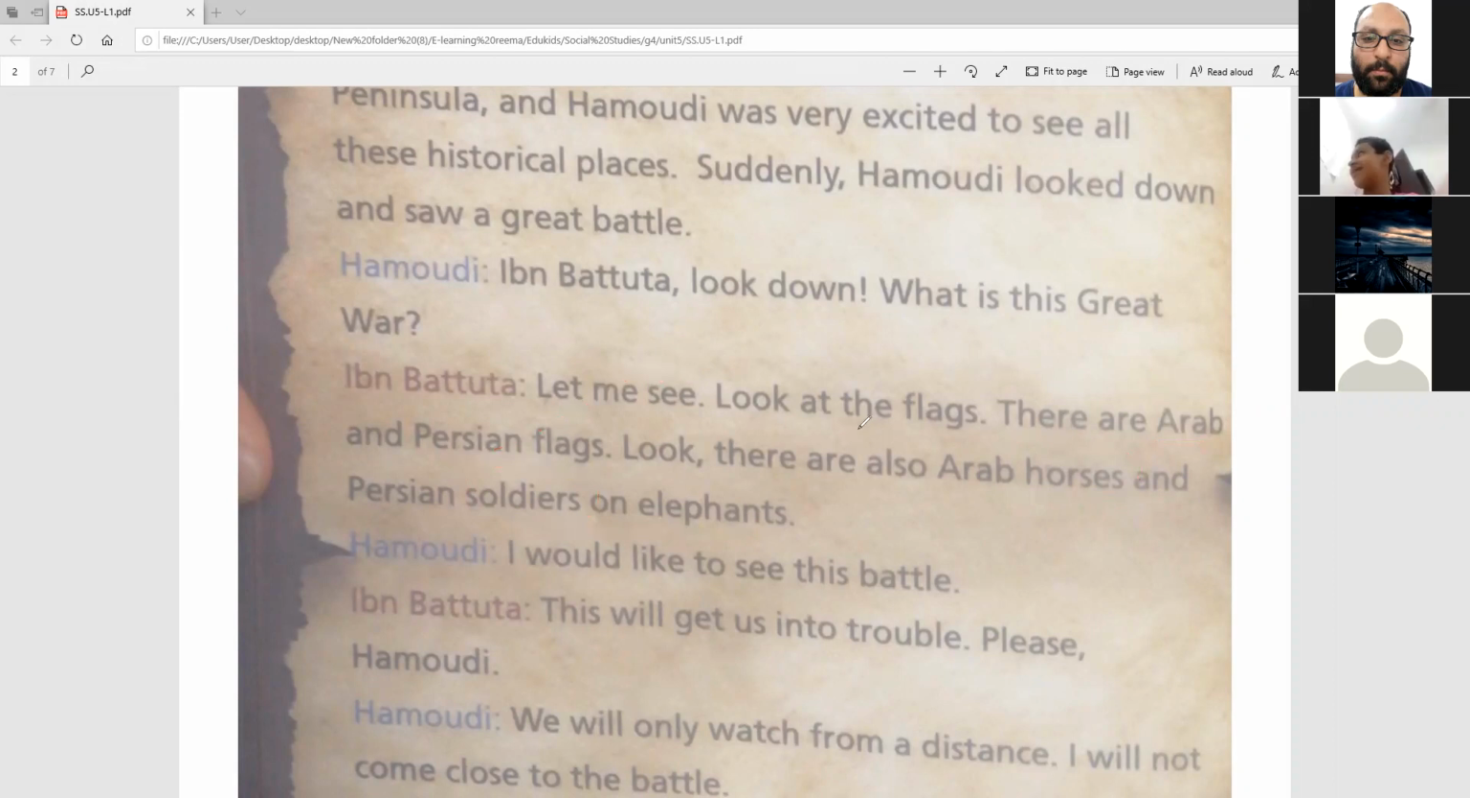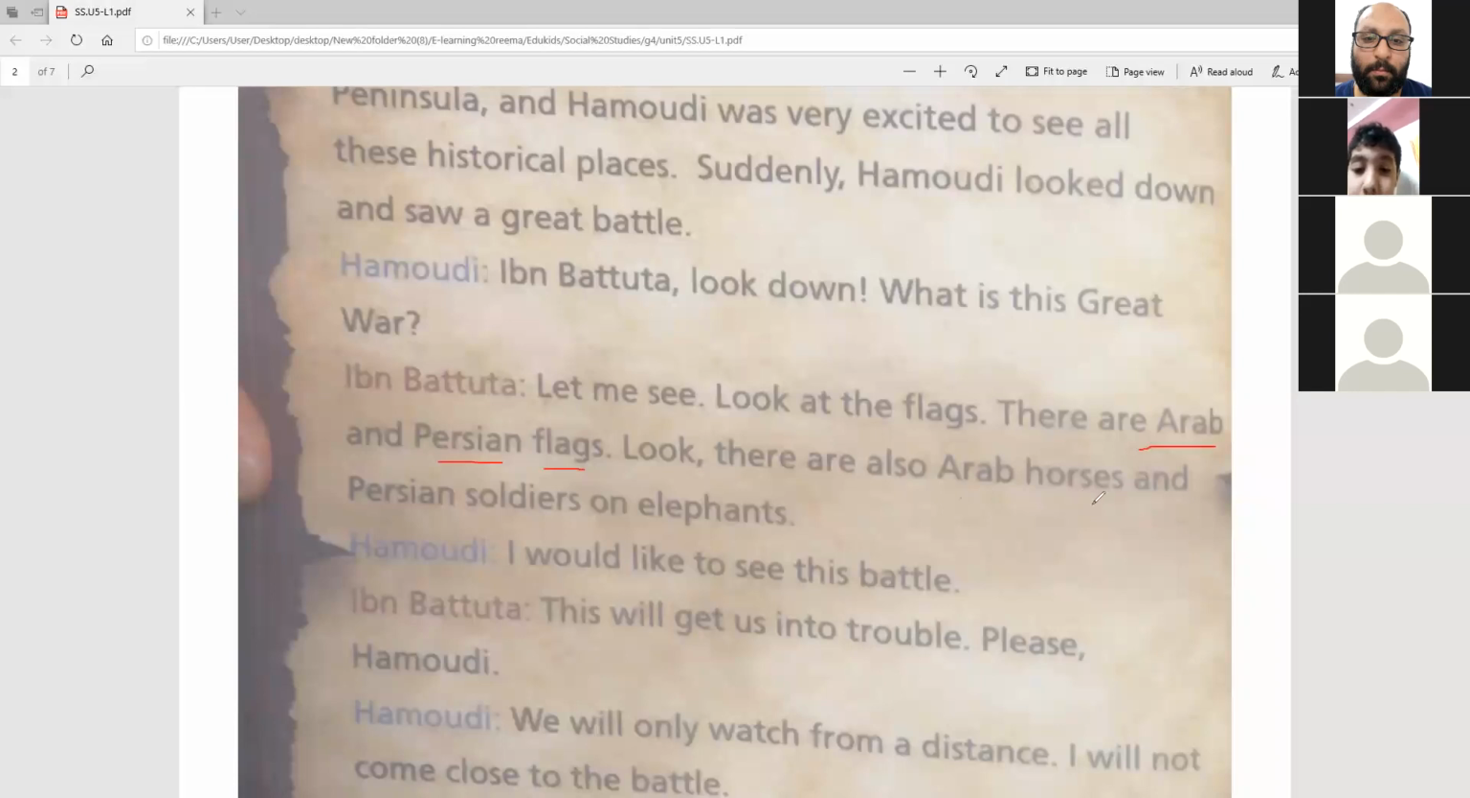When I talk about this battle, what are the two parties of this battle? The Persian and the Arab. There are Arab flags and Persian flags, so there are two parties in this battle. The Arab horses, because the Arabs used horses in the battle, but the Persians used soldiers on elephants.